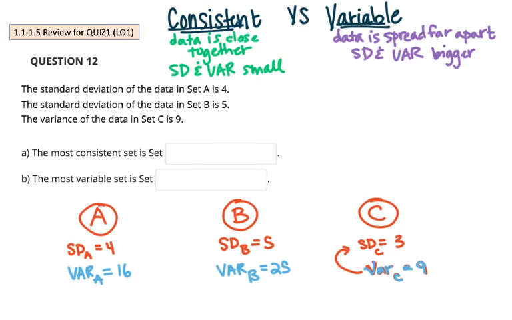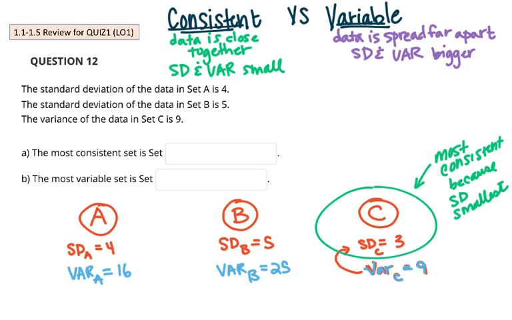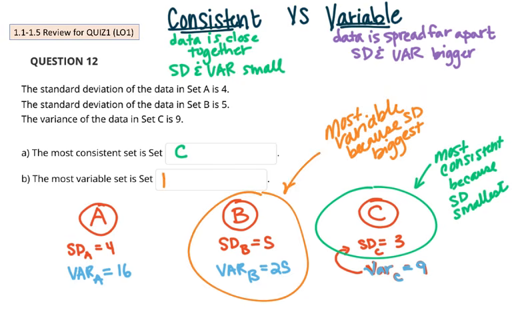Now, when we're talking about most consistent, we're saying which one has the smallest standard deviation or variance. So in this case, it's data set C. The data is going to be closest together. And then the one that's most variable is going to be set B because it has the biggest standard deviation or the biggest variance. That means the data in set B is the most spread apart.